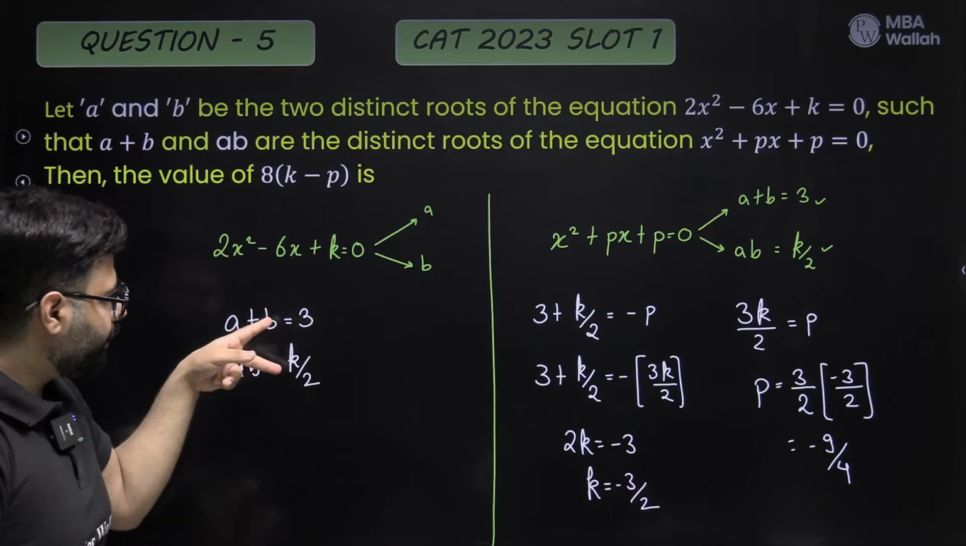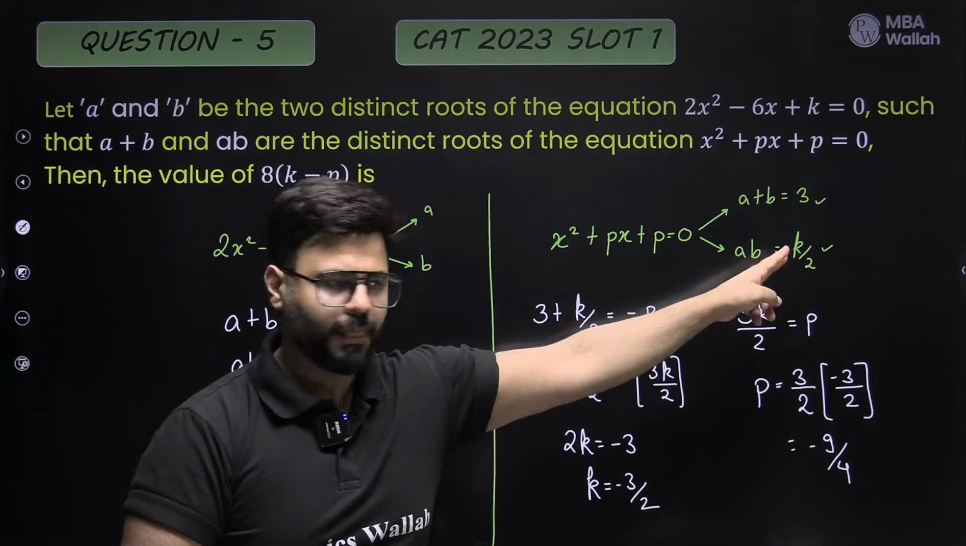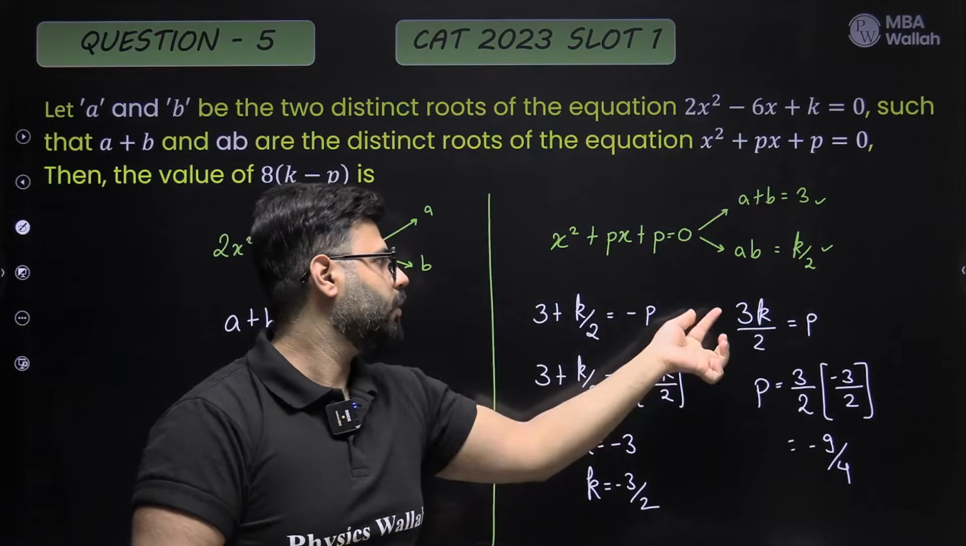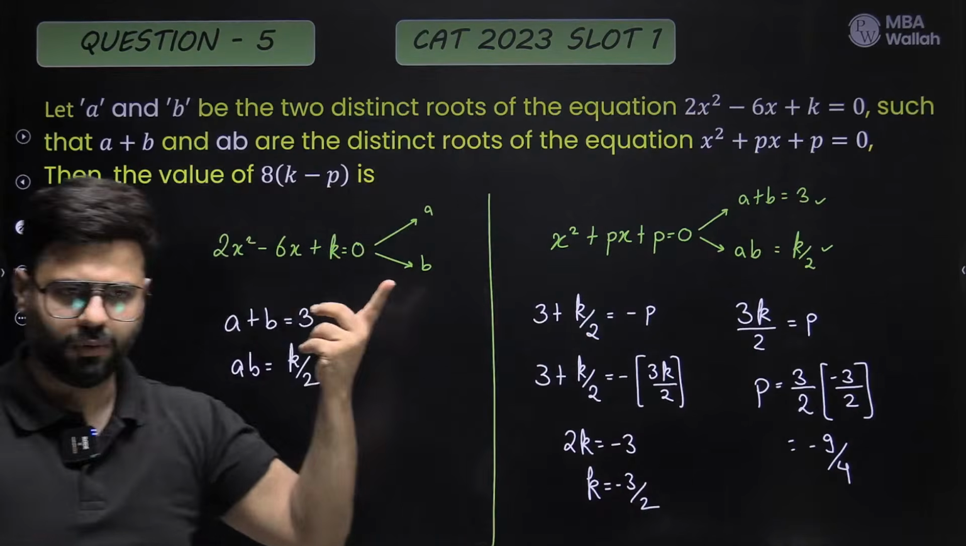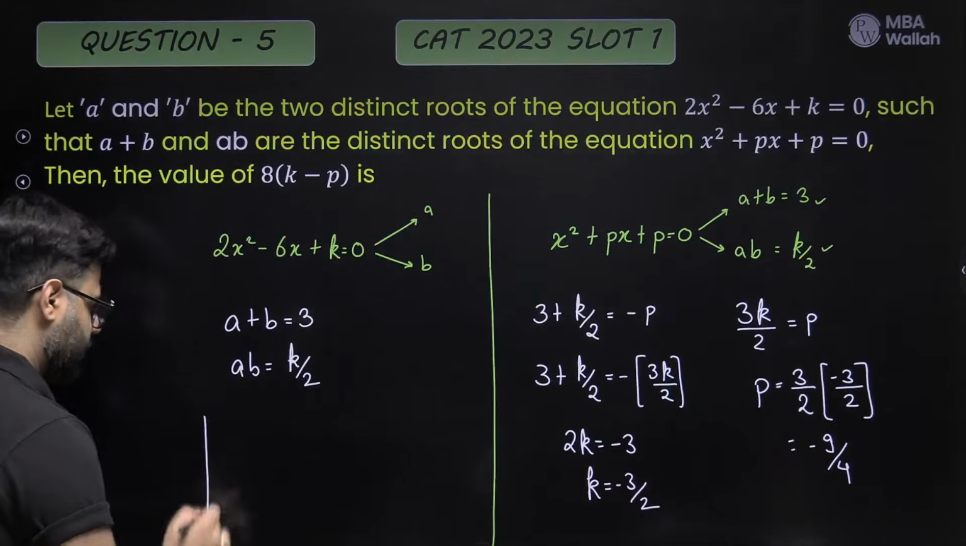As soon as I get to this 3 and k by 2, that means I know the solutions here. Once I know the solutions, the only thing that comes to my mind is alpha plus beta and alpha beta. Now I see that I have two equations, two unknowns. I can easily find it out, right? So it was calculative but not difficult, correct?